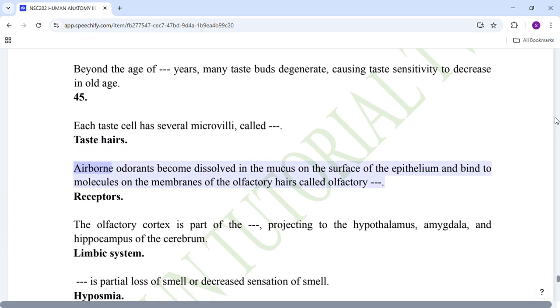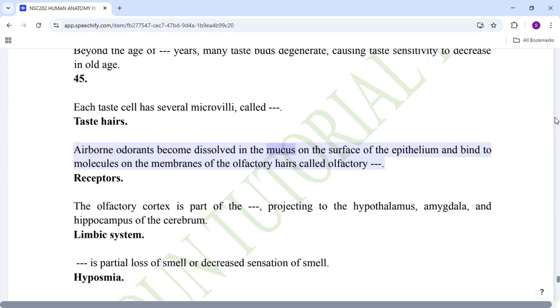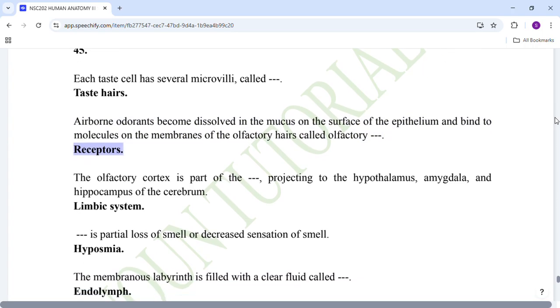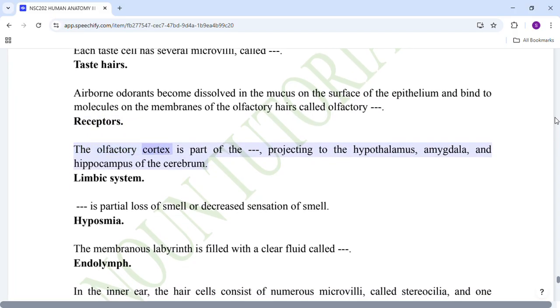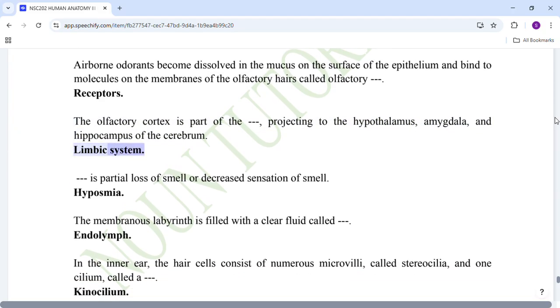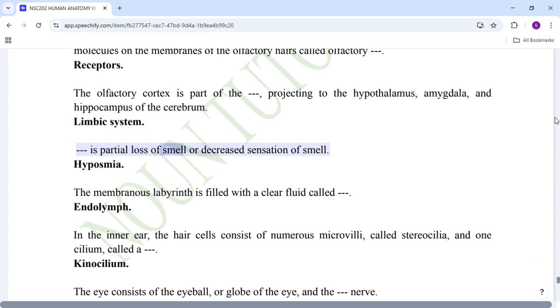hairs. Airborne odorants become dissolved in the mucus on the surface of the epithelium and bind to molecules on the membranes of the olfactory hairs called olfactory receptors. The olfactory cortex is part of the limbic system, projecting to the hypothalamus, amygdala, and hippocampus of the cerebrum. Limbic system. Hyposmia is partial loss of smell or decreased sensation of smell.